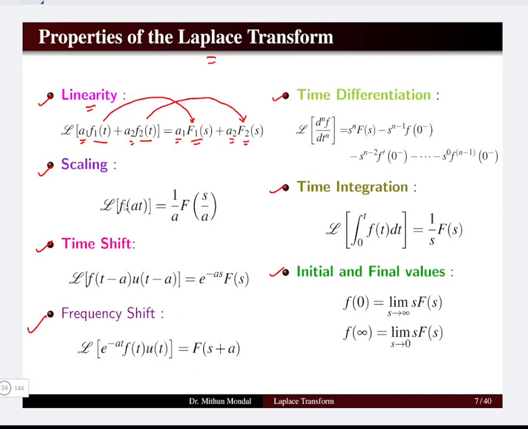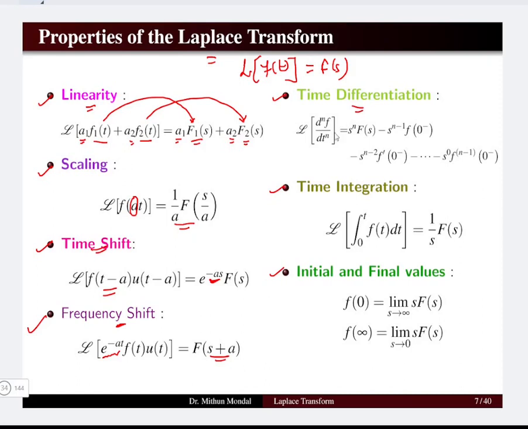On the other hand, if we have the scaling property, that is a constant a is multiplied in the function, then we will have 1 by a F of s by a. Here the Laplace transform of f of t will give us F of s. Now the concept of time shifting, which can be time ahead or time before, we have t minus a, here time shifting is there, so you will have e to the power minus as term here. Frequency shifting, if we are shifting some frequency that is in the form of exponential e to the power minus at, then we have F of s plus a.